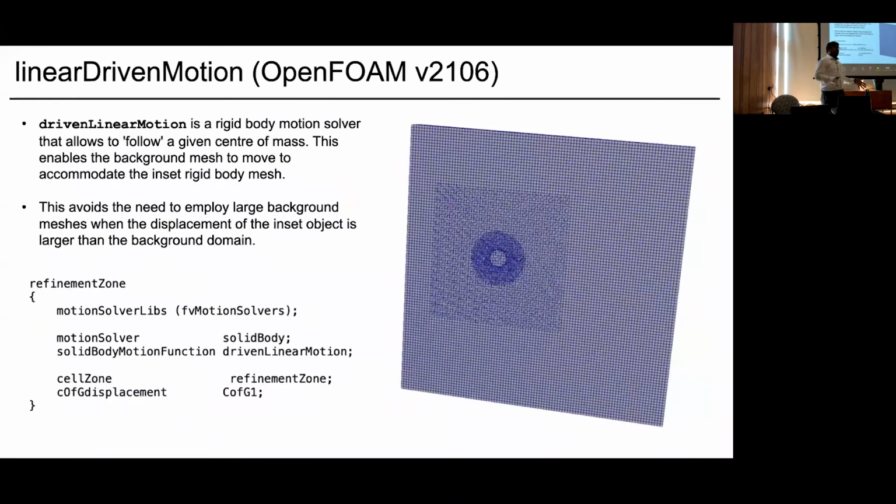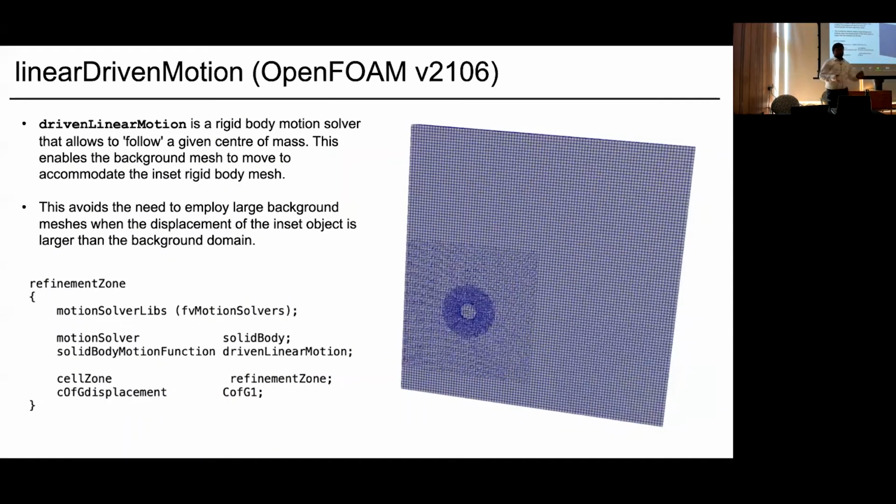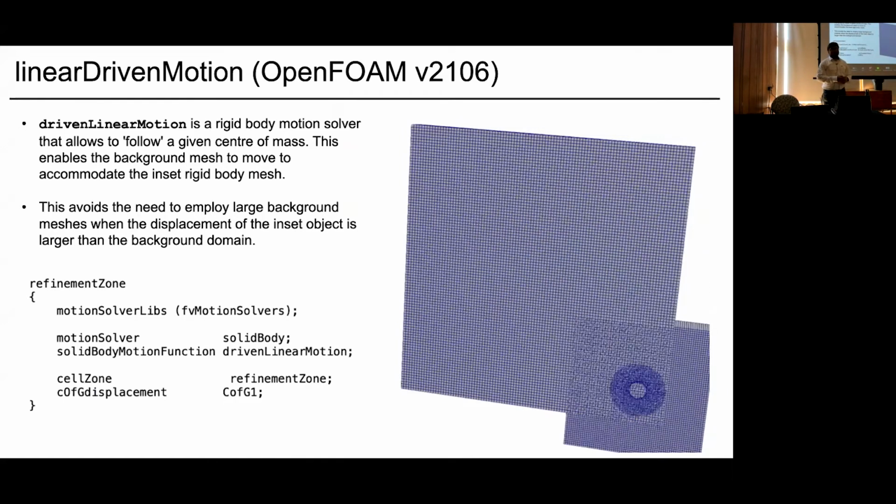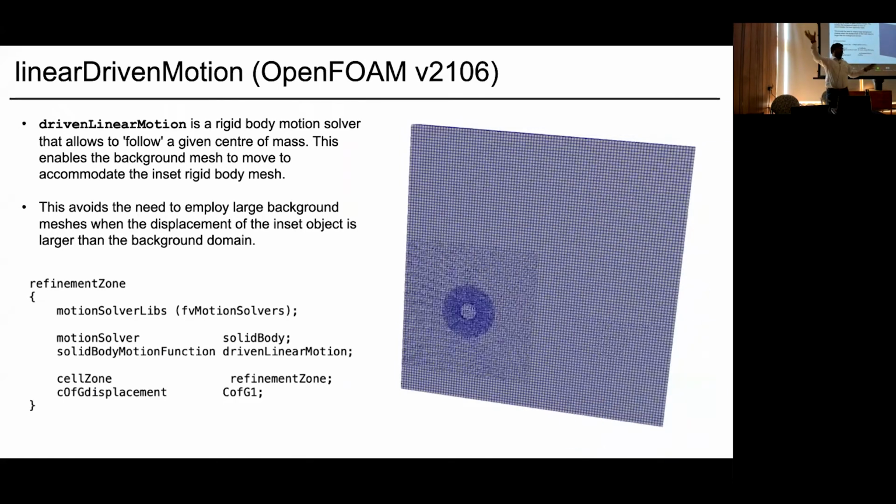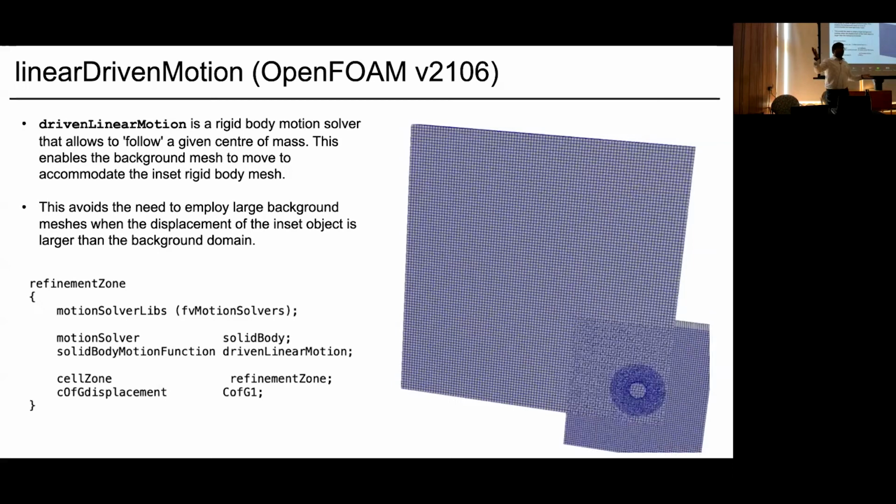And this is a very interesting capability which was developed very recently in the 2106 version, where you can also move the refinement zone. This is very useful for the kind of problem I am dealing with, where if your body is moving over a large domain, you cannot really use a static refinement zone, right? It will be very expensive computationally. So the robust way is to create a refinement zone, which is also an overset mesh, and stick it with the center of gravity of the main body. This capability is called driven linear motion.